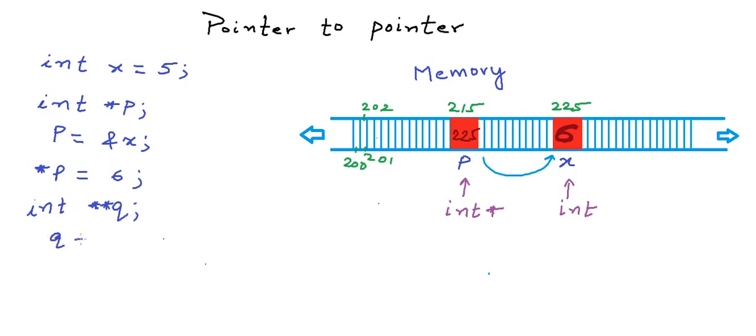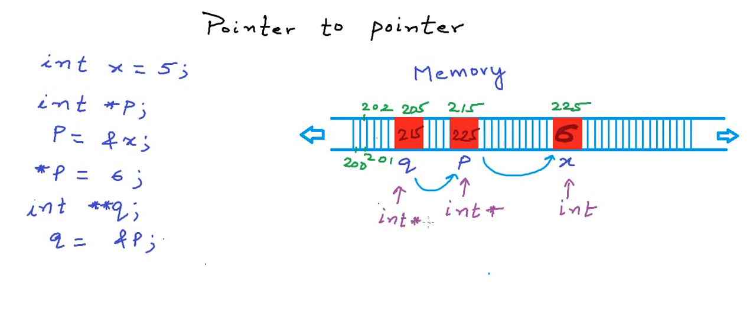and now this variable q can store the address of p. So with this first line, with this int asterisk asterisk q, we created q. Let's say we created q at 205, and now we are saying that q will store the address of p. So q points to p, and the type of q is int asterisk asterisk.